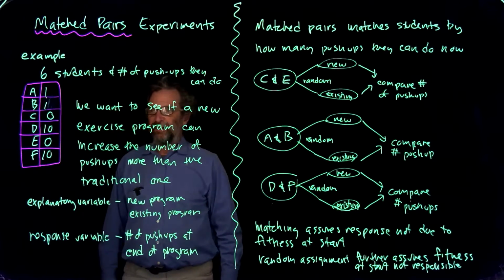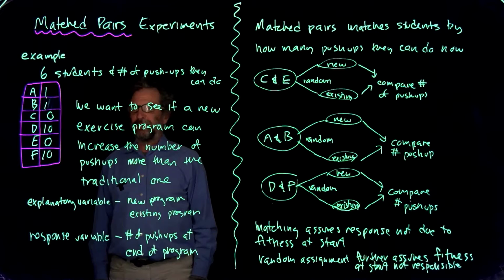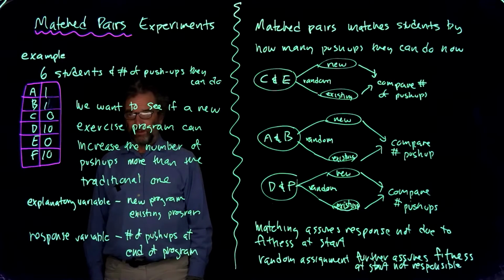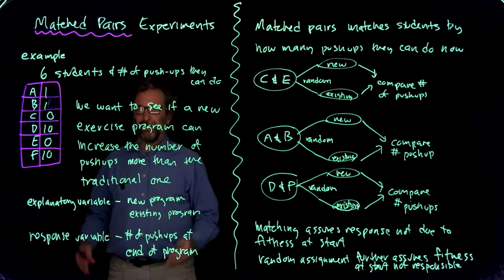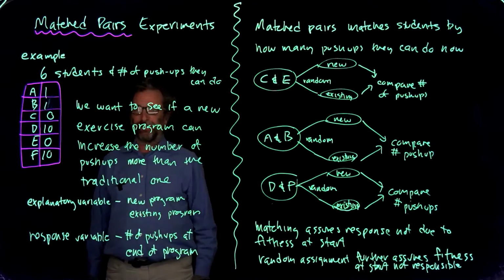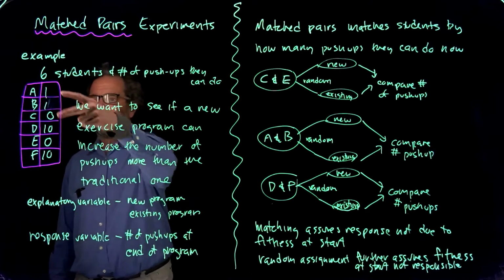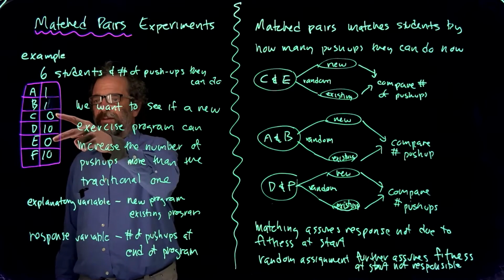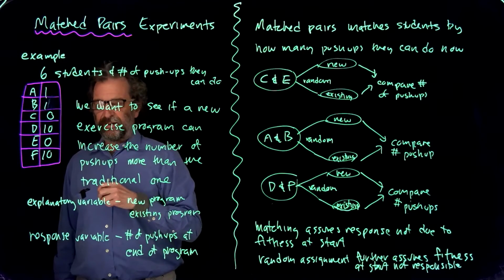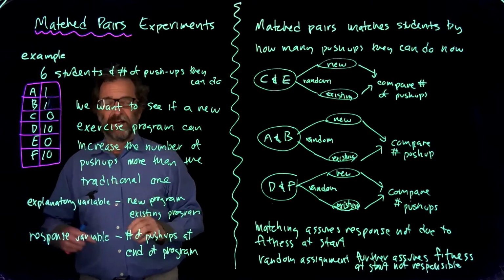But even if they didn't have those exact matches, we could match them up as close as we can by the number of push-ups they can do. But just to make it clear what we're doing, we've got exact matches there, so we really don't have a choice. A and B are going to be together, D and F are going to be together, and C and E are going to be together because they have identical push-up capability now.